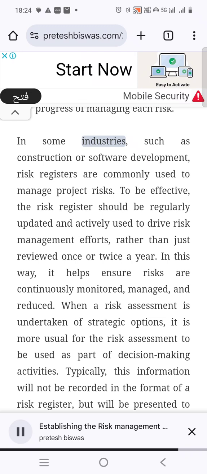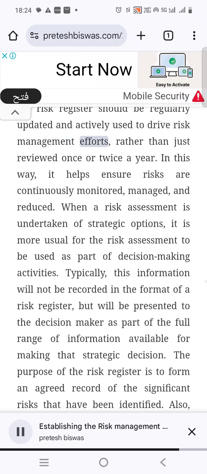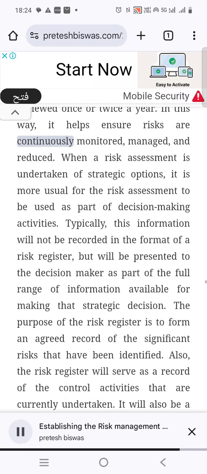In some industries, such as construction or software development, risk registers are commonly used to manage project risks. To be effective, the risk register should be regularly updated and actively used to drive risk management efforts, rather than just reviewed once or twice a year. In this way, it helps ensure risks are continuously monitored, managed, and reduced.